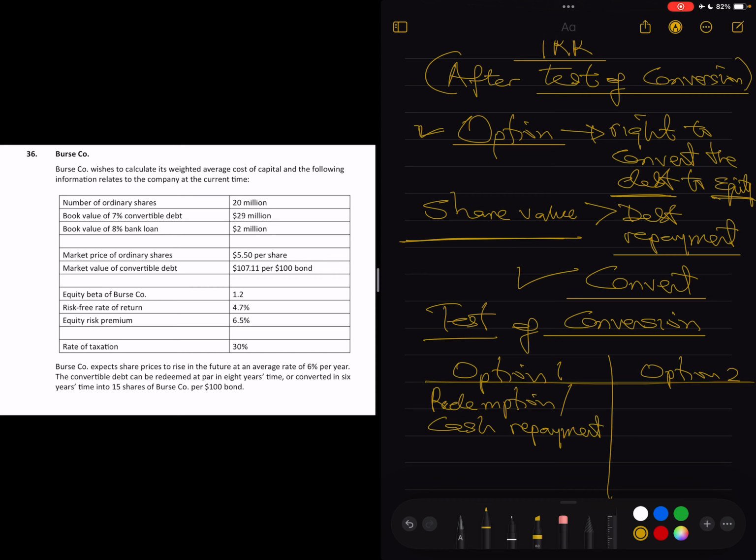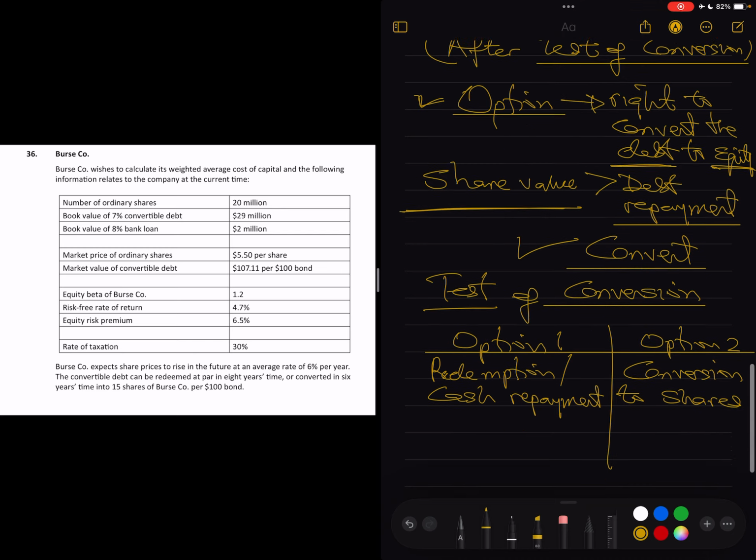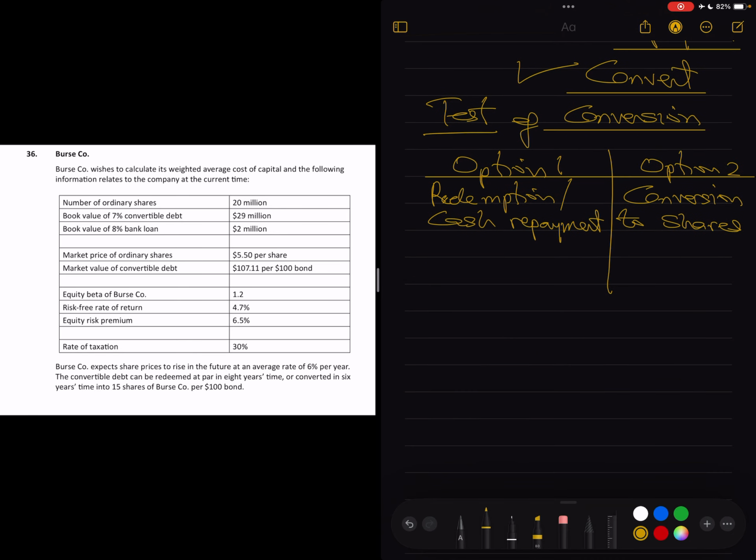And option 2 is conversion to shares. Those are the two options. So what we want to do is, will the investor do this one or will he do this one? Which one do you think an investor will do? So which means we need to calculate what is the redemption value, the cash repayment.